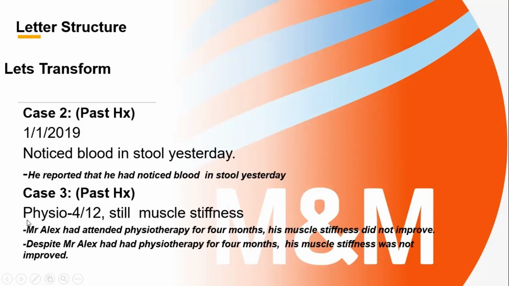Case 3, let's say: physio 4/12, still muscle stiffness. So we have Mr. Alex had attended physiotherapy for 4 months. His muscle stiffness did not improve. The first was done in the past perfect, and this in the past simple, which can relate the timing of the events. Then we can also use this in a clause of contrast: despite Mr. Alex having had physiotherapy for 4 months, his muscle stiffness did not improve.